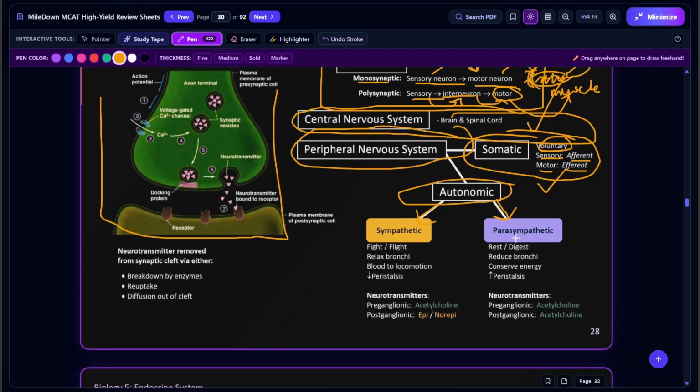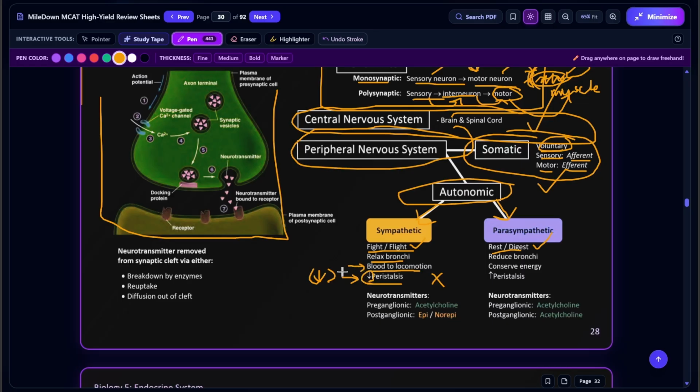And so you have sympathetic and parasympathetic. Notoriously known, sympathetic is your fight or flight, and parasympathetic is your rest and digest. So this is what it writes down here. Rest and digest, fight or flight. Sympathetic will relax your bronchi, increase blood to locomotion, and lower peristalsis. Peristalsis is basically your digestion movements, so you're not resting or digesting. So in sympathetic, sorry, you're lowering this.